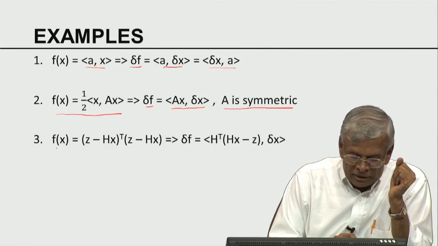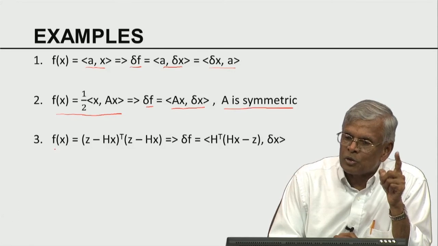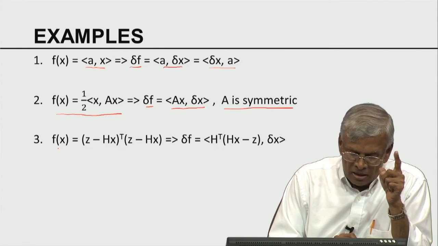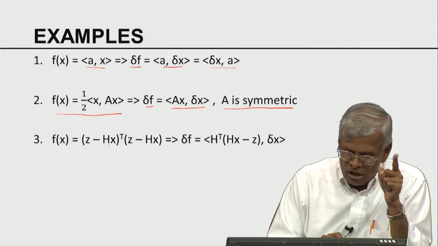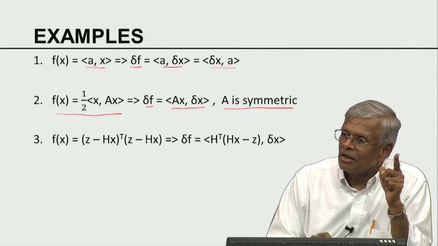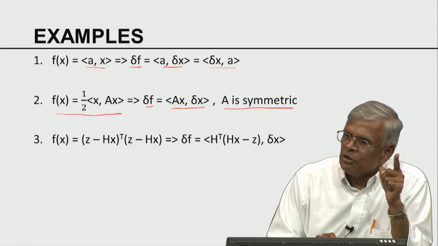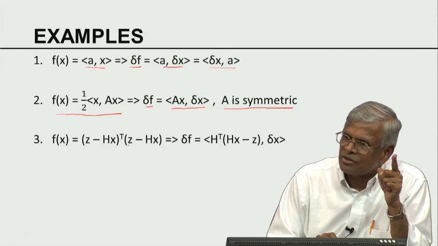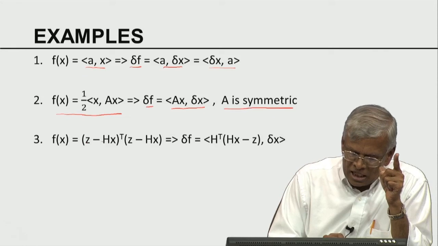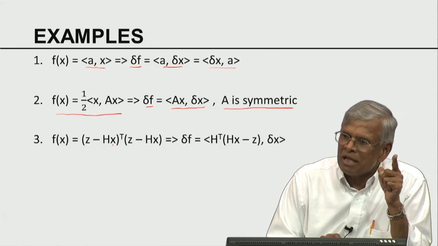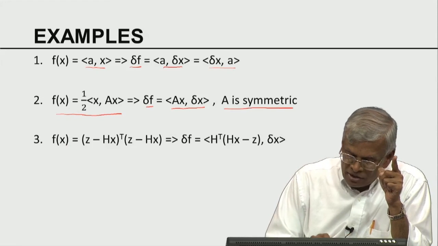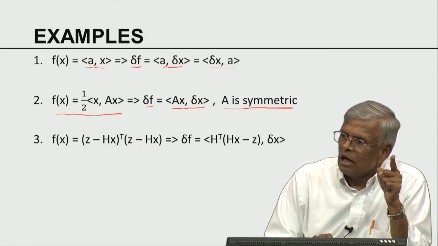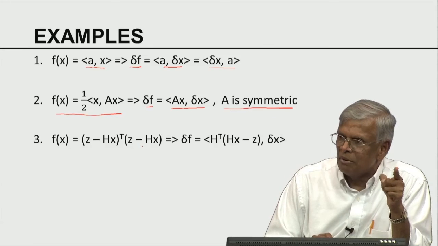Now the third example should be very familiar to all those who have done 3DUR. Z is the observation, h of x is the model prediction, z minus h of x is the error. So this is the sum of the squared errors. This is the function that we often minimize in least square methods. So given z, given h, we would like to minimize this with respect to x. This function is the cost function of the linear least square problem.